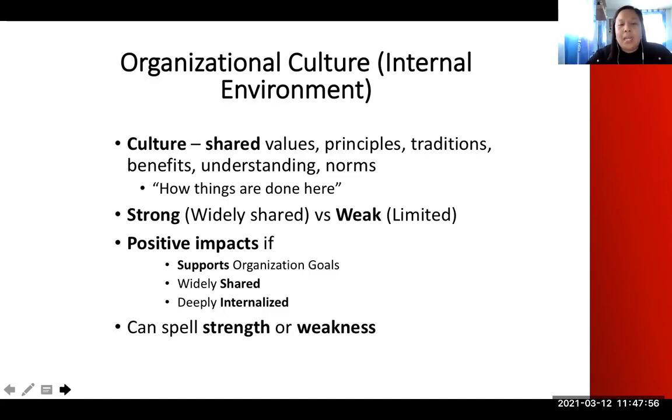medyo nagkakasundo-sundo pa. So, there's a positive impact if yung mga tao within the organization support the organizational goals. Those are widely shared, yung goals and objectives, the vision, mission, and deeply internalized. Or yun nga, na-assimilate siya. So, that's why I'm always telling you that should you plan to become an employee in the future, your personal vision, mission should be aligned to the organization's vision, mission, goals, and objectives. Otherwise, wag na lang. Okay? But, be in the organization na wherein it's not your dream job, pero you can learn a lot from. So, it can spell strengths or weaknesses, the organizational culture.